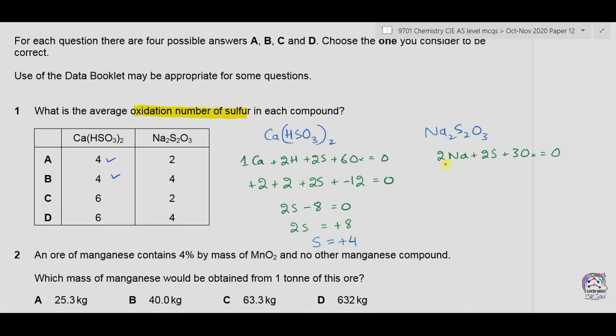Moving to the second one, we have 2 sodium. As sodium is plus 1, it will become plus 2 for 2 sodium. 2 sulfur. For 1 oxygen it is negative 2, so for 3 oxygen it will be negative 6 equals 0. 2 sulfur, negative 6 plus 2 equals negative 4. 2 sulfur equals plus 4 and 1 sulfur will be equal to plus 2. Therefore, answer is A.